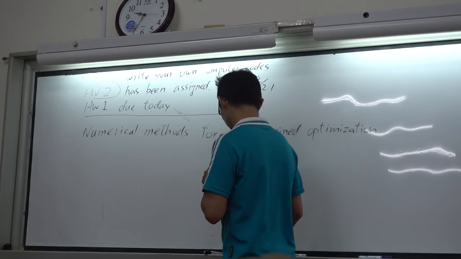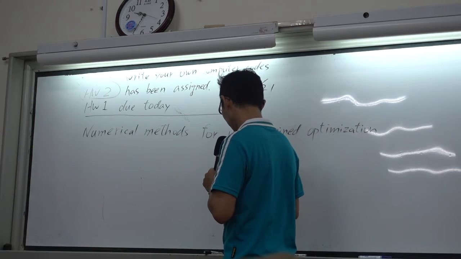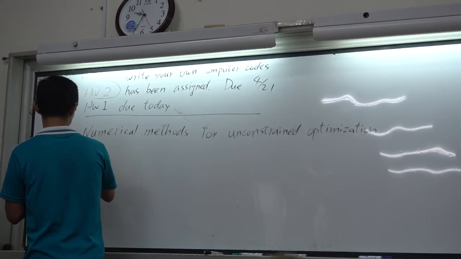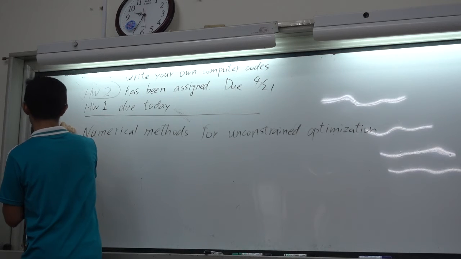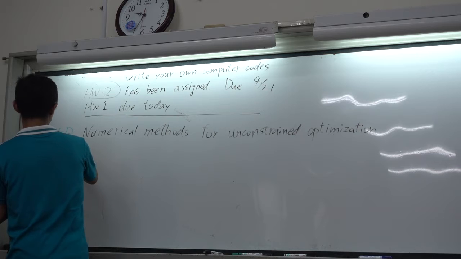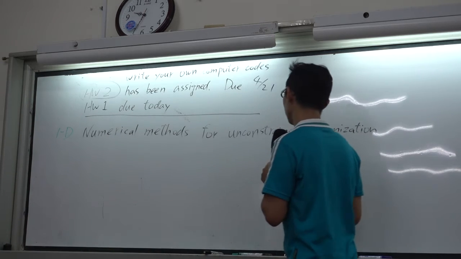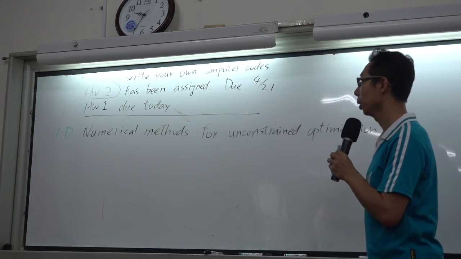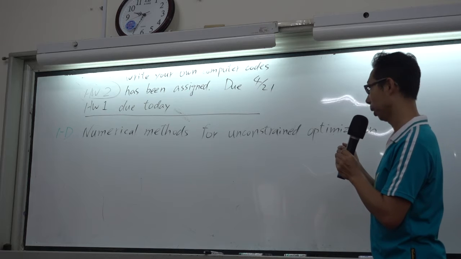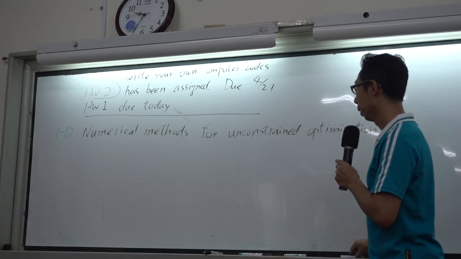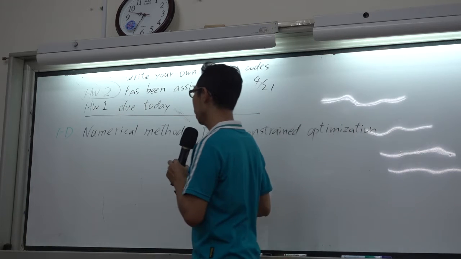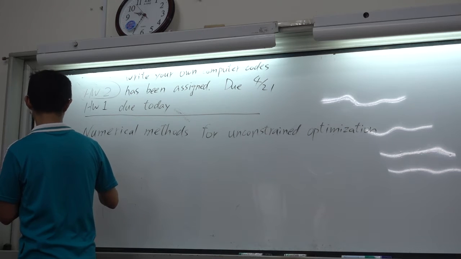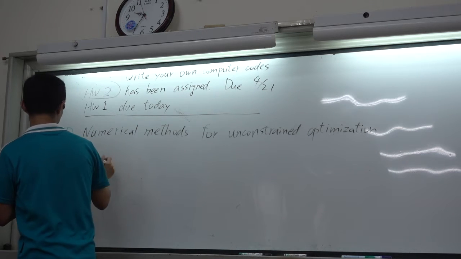Again, let's start from some easier cases. That is, let's start from one-dimensional numerical methods for unconstrained optimization. Of course, later on we will introduce n-dimensional numerical methods. But before doing that, we need to have some prerequisite knowledge, some background knowledge.